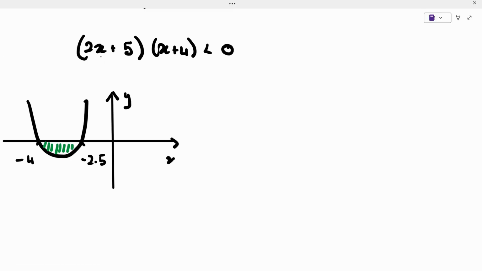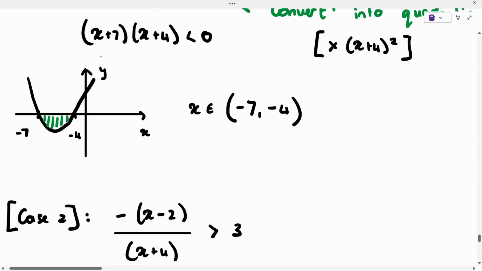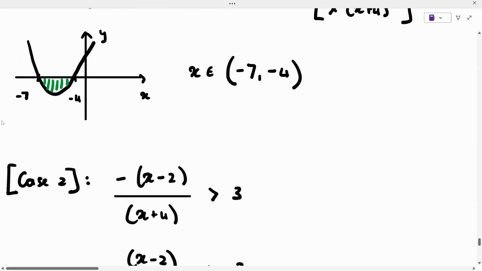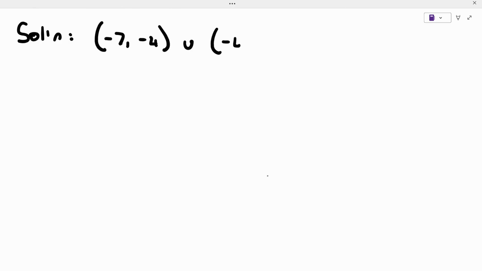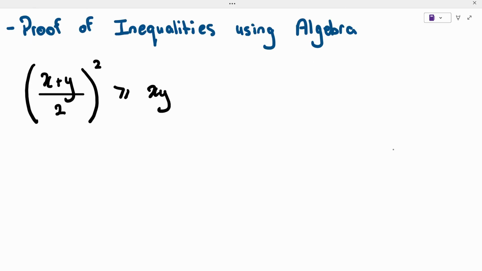So the solution contribution here is that x belongs to the open interval minus 4, minus 5 over 2. So if we combine our answers from case 1 and case 2, our solution is minus 7, minus 4, union minus 4, minus 5 over 2. That is our answer.